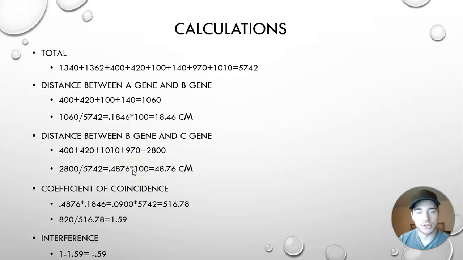So moving on to the calculations, the first thing that I did was total the number of offspring, which came out to be 5,742. This number is going to be used throughout a lot of calculations. That's the first thing that I did.